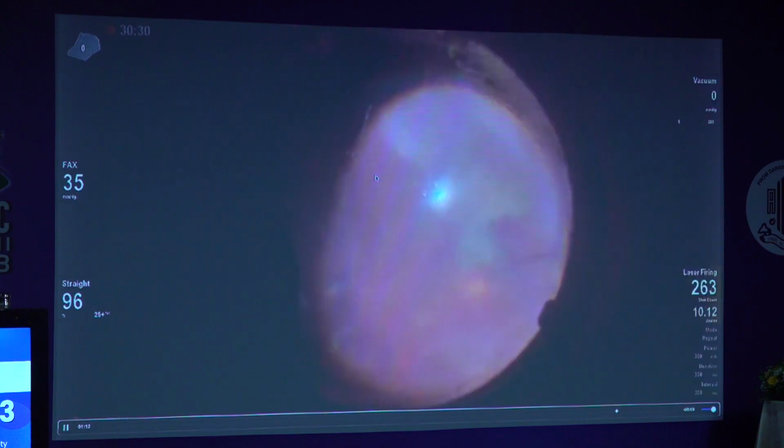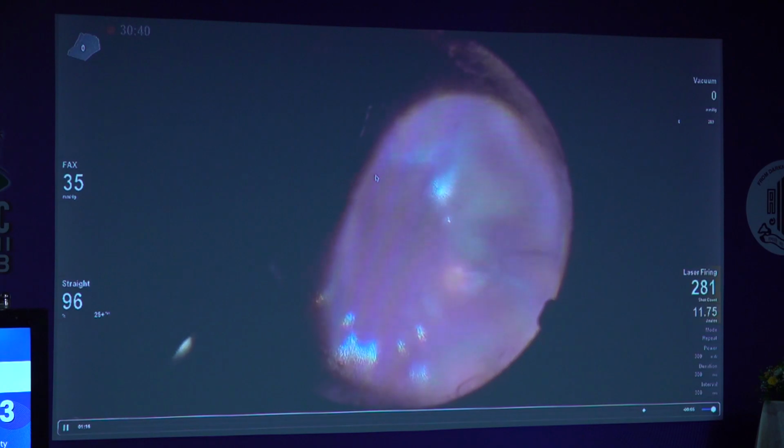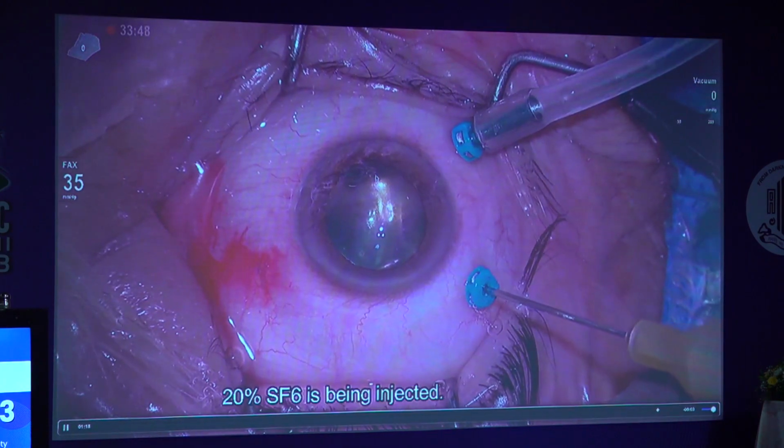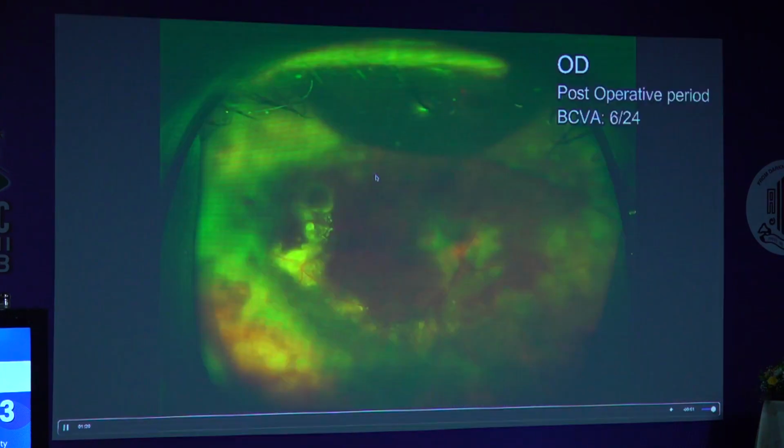If you are using a 25G cannula, you have to laser it and leave the eye under air. And of course, you have to complete the vitrectomy and remove the hyaloid before you take the sample. And sometimes you have to put gas in these eyes also.